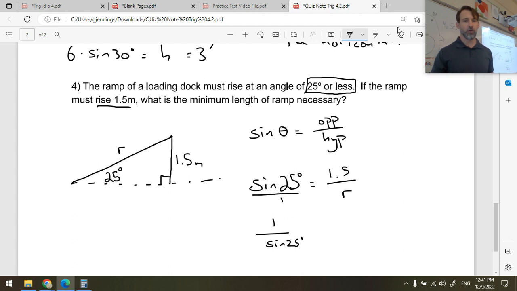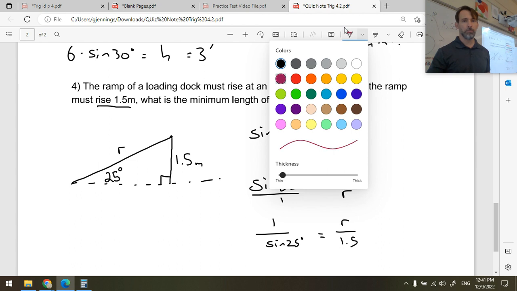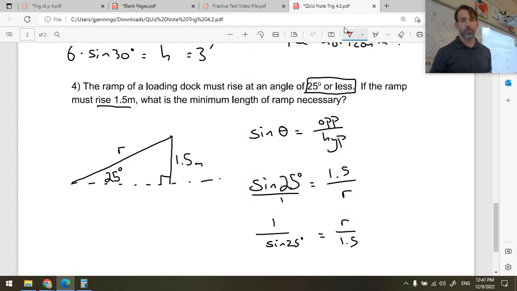Because sine 25 is over 1. So I can flip that. And then flip the other side. R over 1.5. And now, go ahead and get your inverse operations pen out. Multiply both sides by 1.5. That's my multiply sign. That confuses people still to this day. We use a dot to denote multiplication.